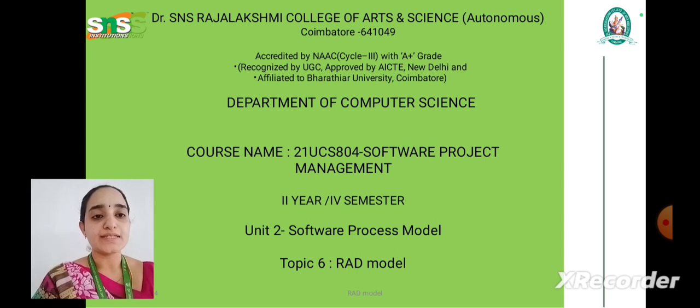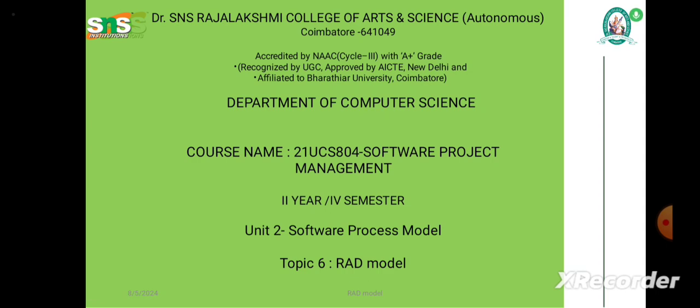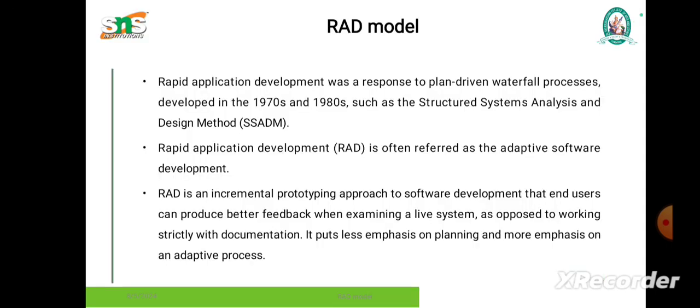Now we are going to discuss the RAD model in software process models. So let's discuss the RAD model, which means Rapid Application Development Model. It was a response to the plan-driven waterfall process, and it was developed in the 1970s and 1980s. The RAD model has a structured system analysis and design method. The RAD model is often referred to as adaptive software development.